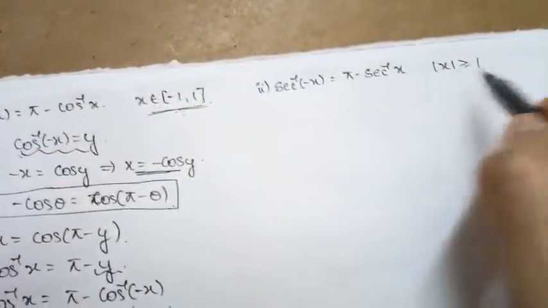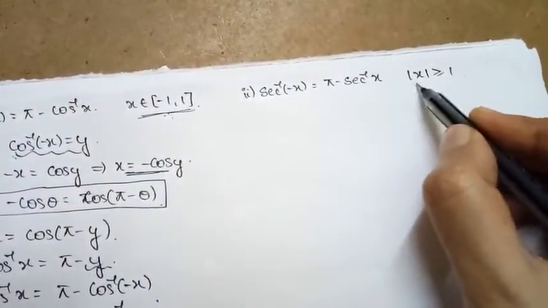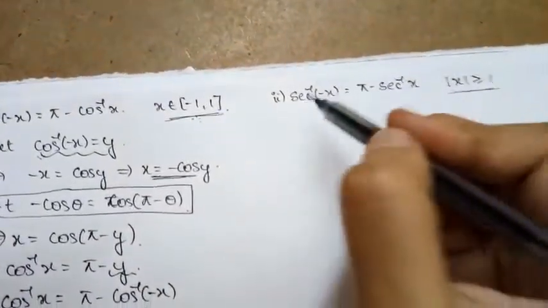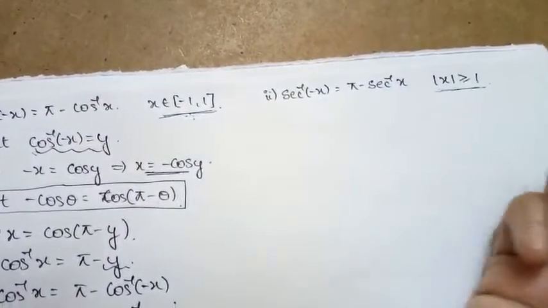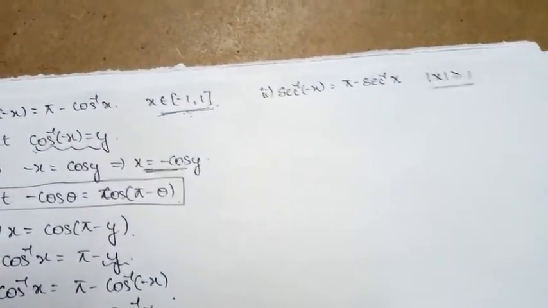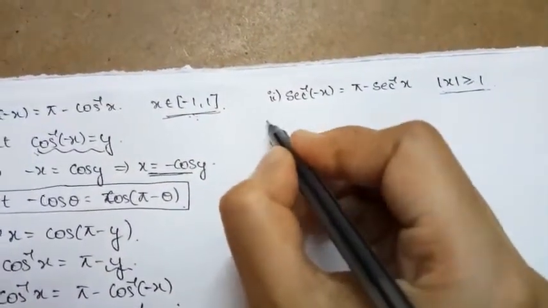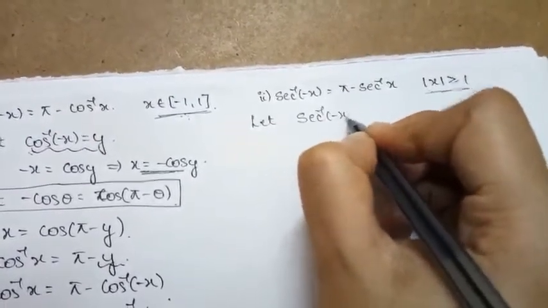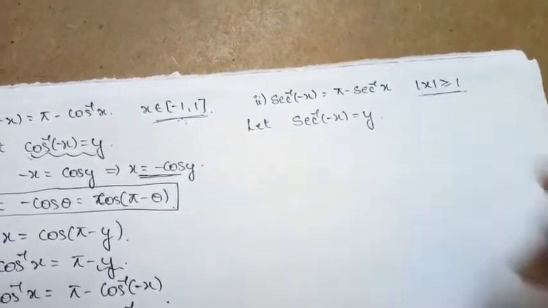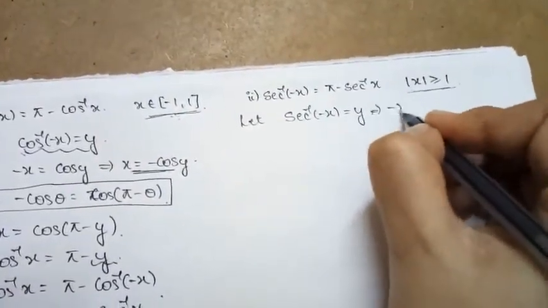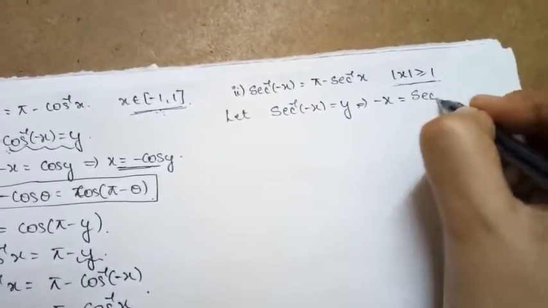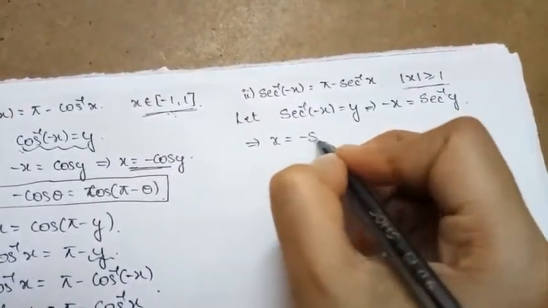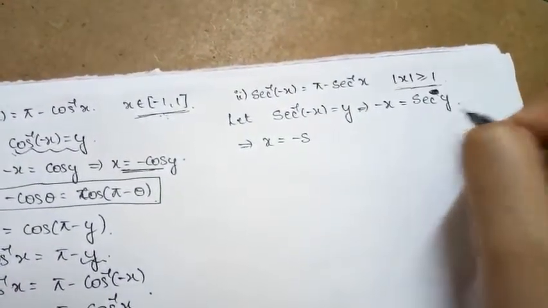Similarly for this one, the domain of this property is mod of x greater than or equal to 1. The property is secant inverse of minus x is equal to pi minus secant inverse of x. So how are we going to start it? Starting, it is nothing but taking secant inverse of minus x is equal to y. So what does that imply? Minus x is equal to secant y.